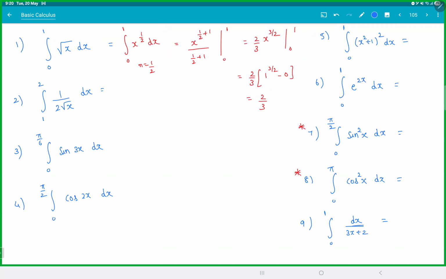Third one is integral sine 3x dx from 0 to 30 degrees.